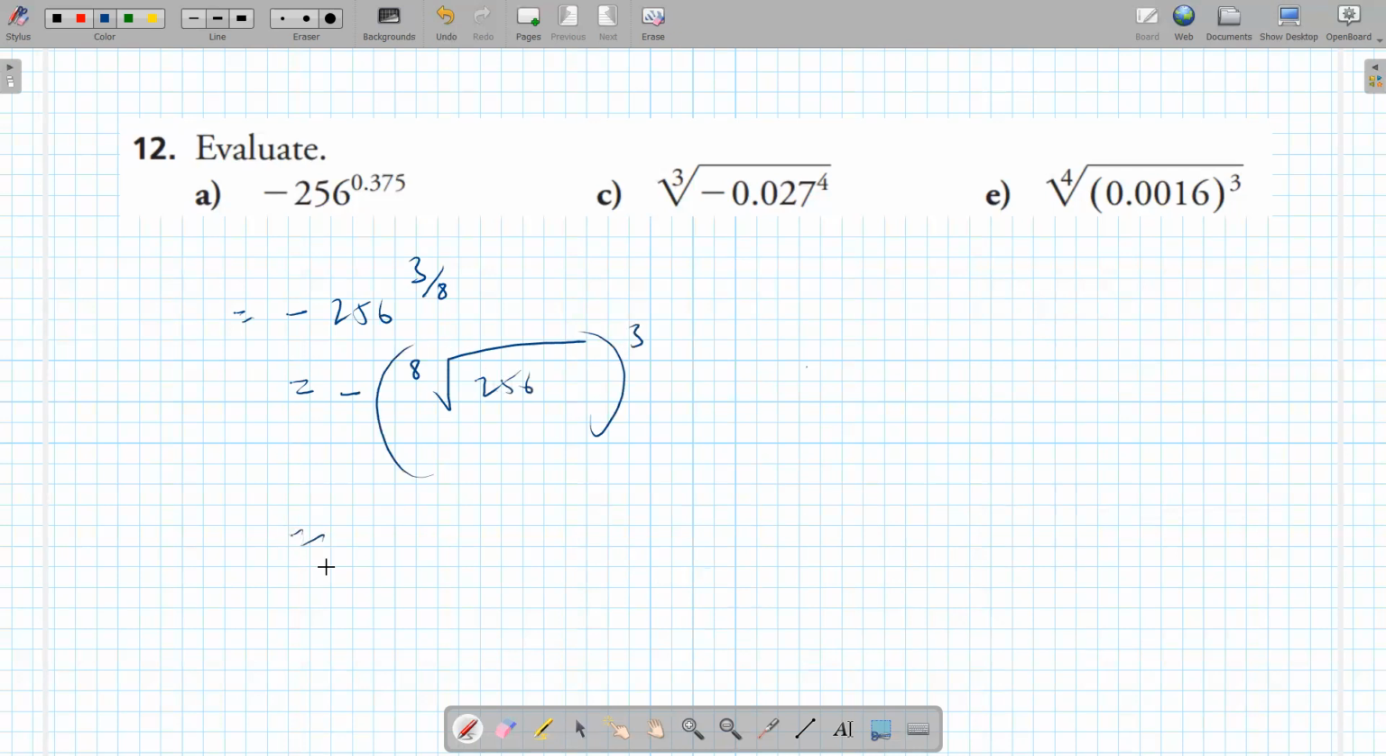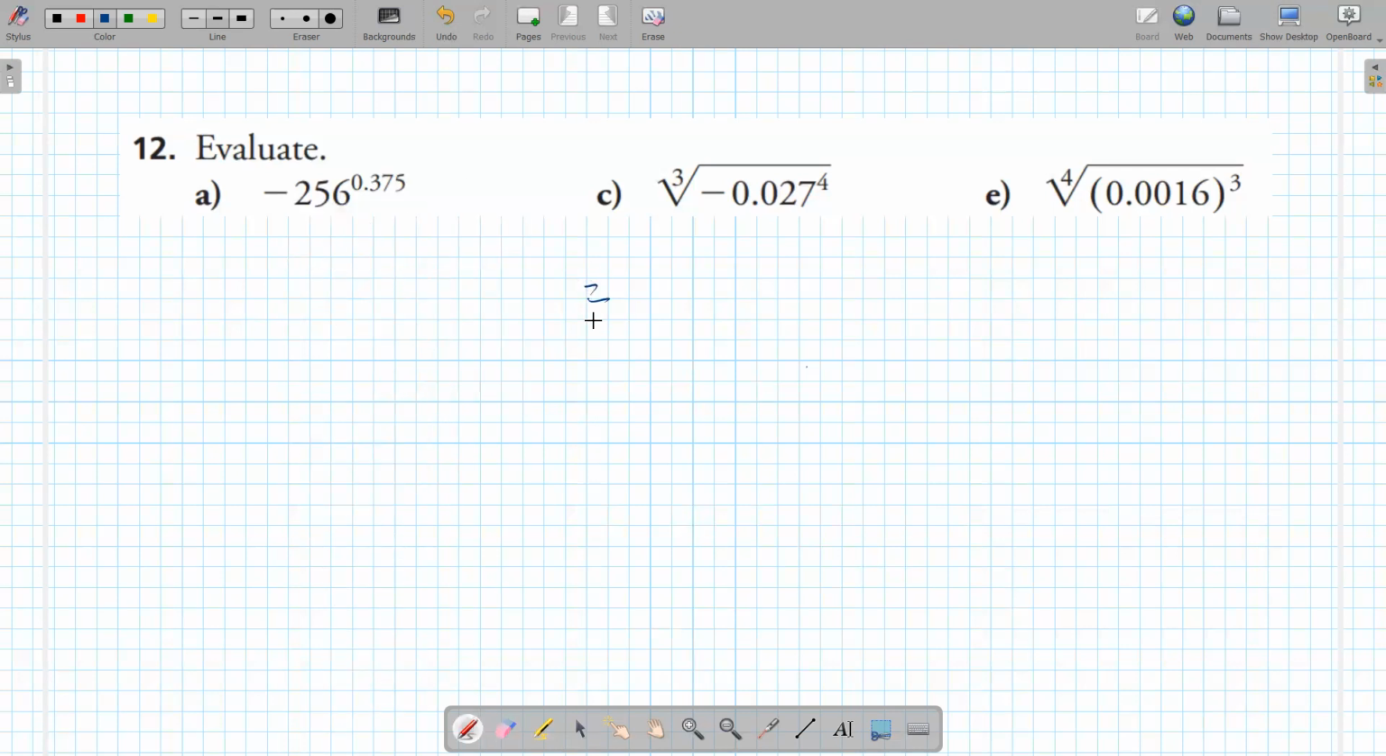What's the 8th root of 256? It's 2. So you have negative 2 to the power of 3. What's the final answer? It's negative 8. And that's going to be the final answer for this question.